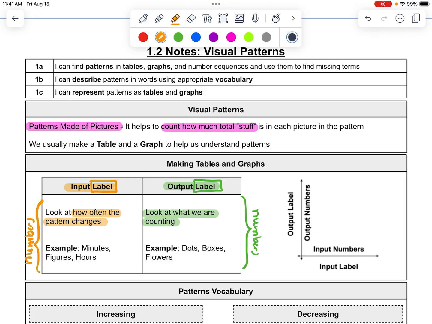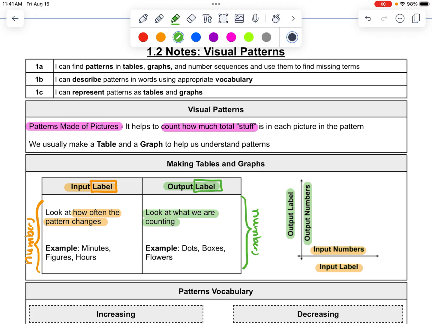So the input label corresponds to the label that goes on the x-axis of your graph. So the first column goes at the bottom of the graph. And the input numbers are the numbers that are on that x-axis. The output label goes on the left side, and it corresponds with the output numbers. So the right side of the table goes on the side of the graph.